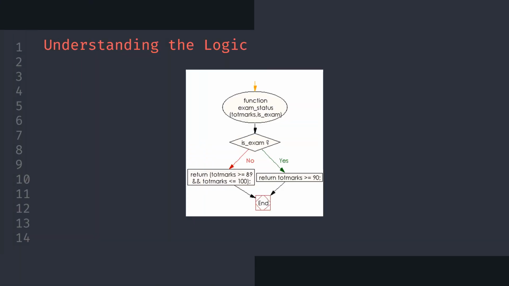Let's break this down. If is exam is true, we only return true if marks are 90 or more. If it's not the final exam, we return true for marks between 89 and 100. This handles both cases in a simple function.